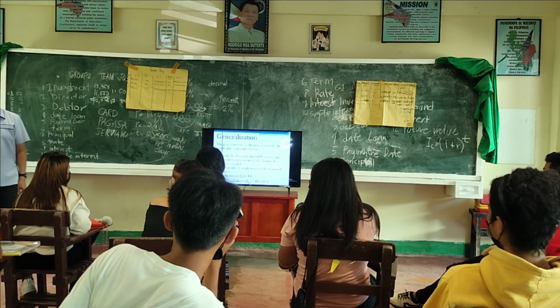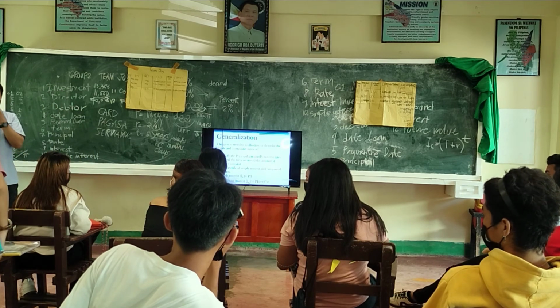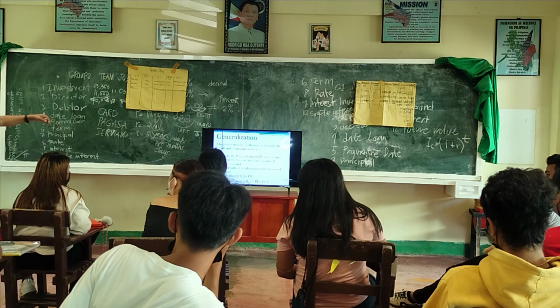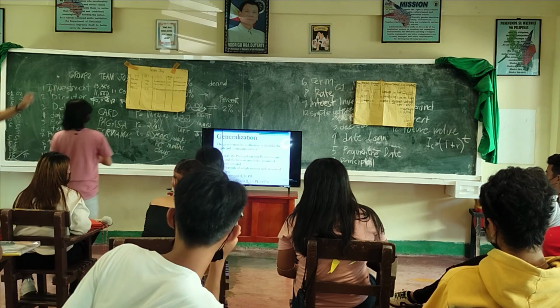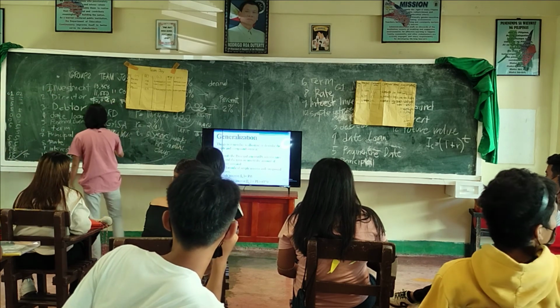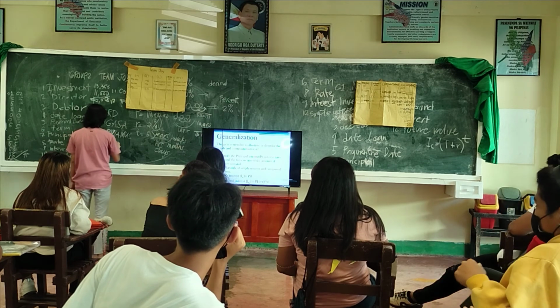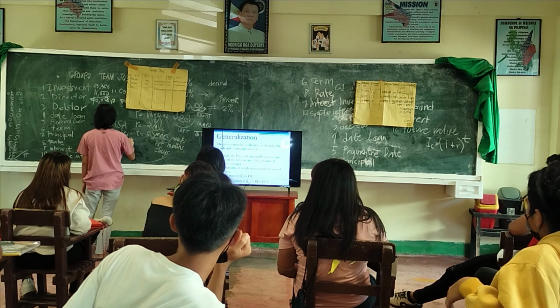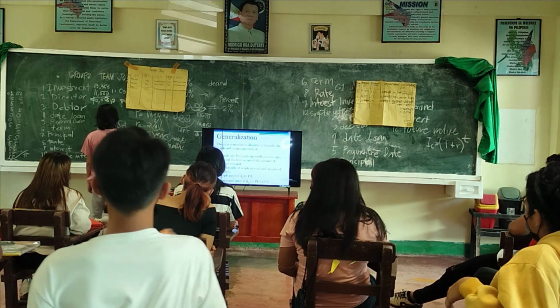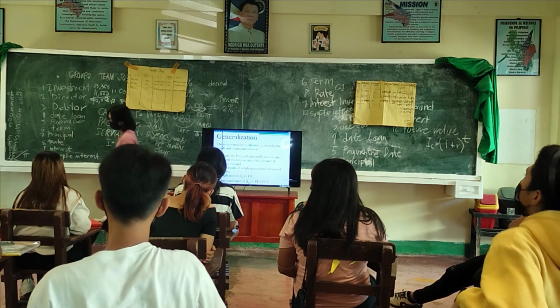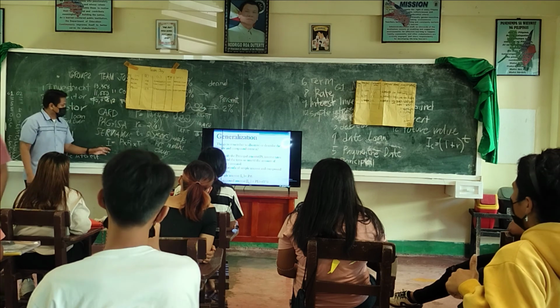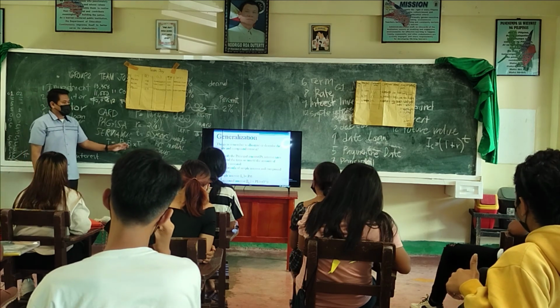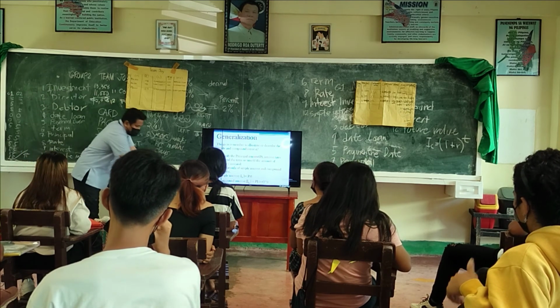For the simple interest, what is the formula? You write on the board. Yeah, very good. So we have interest is equal to the principal times rate times time.